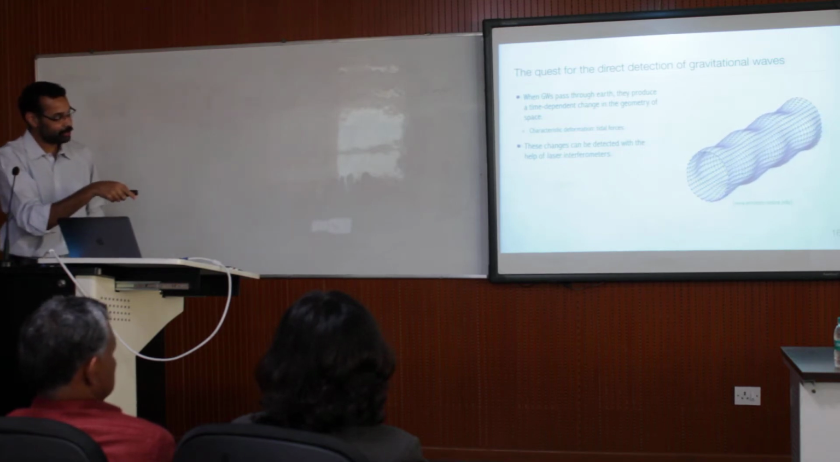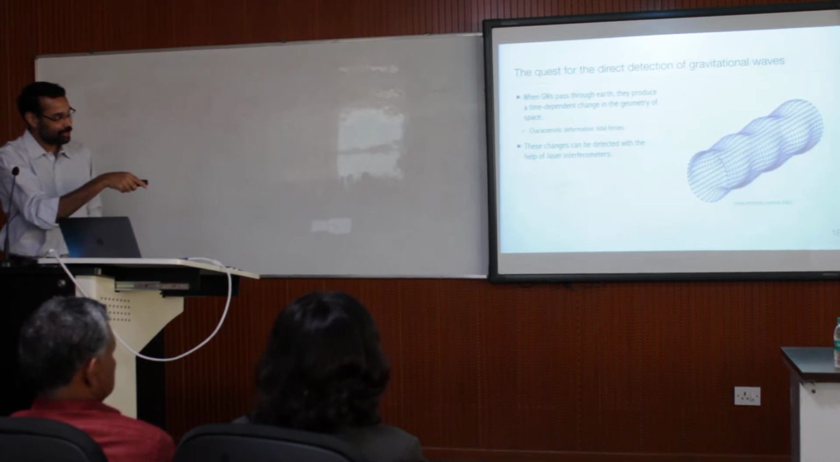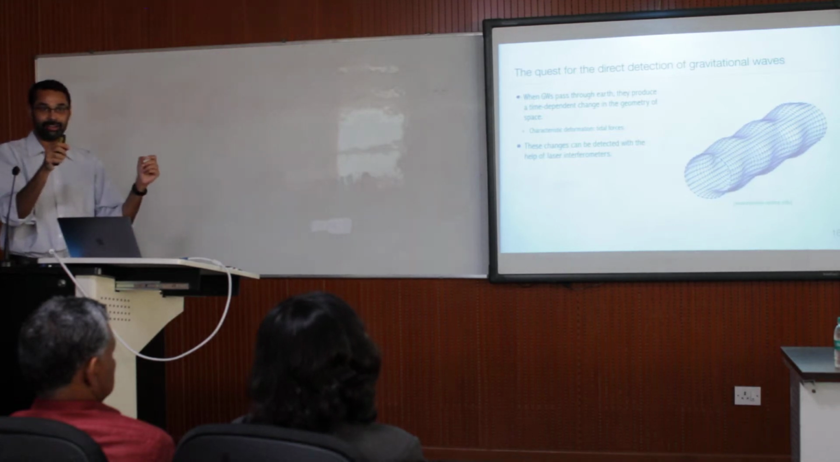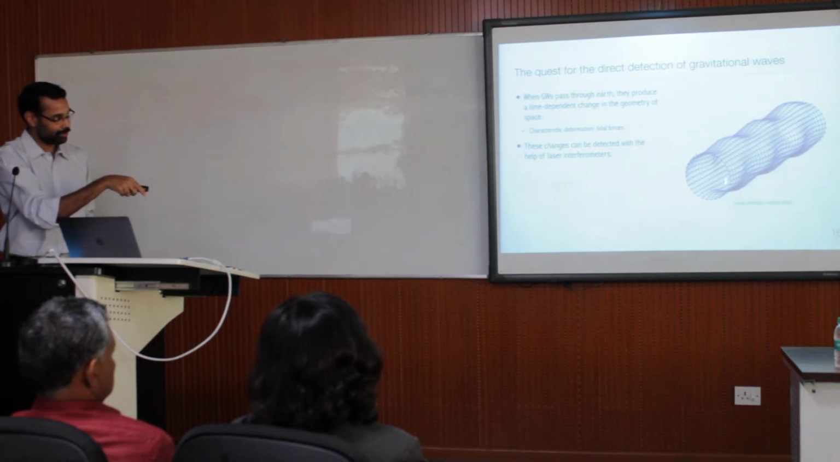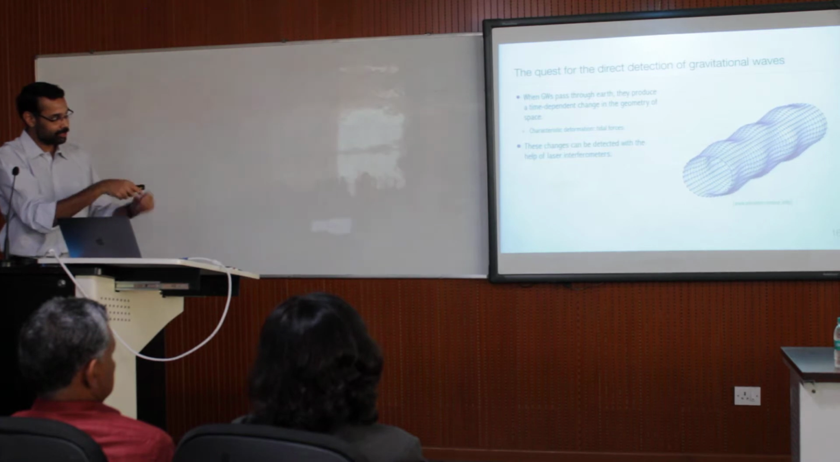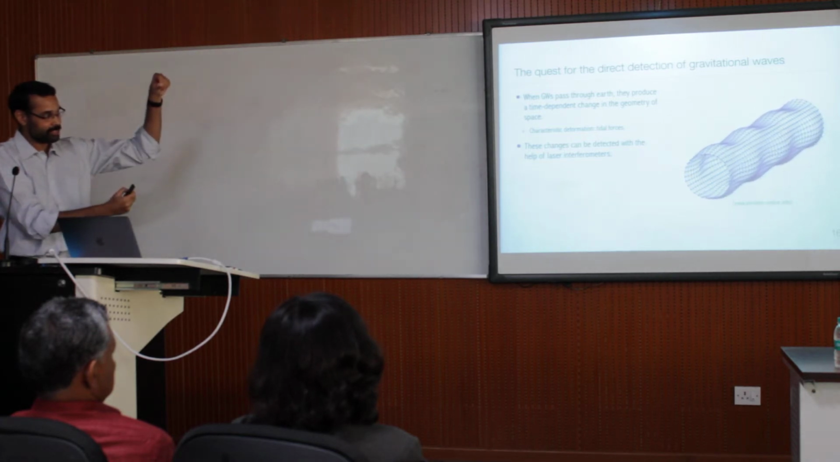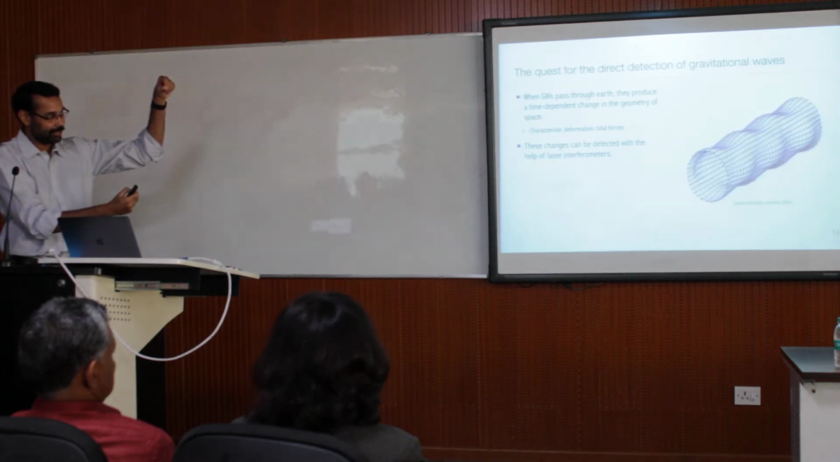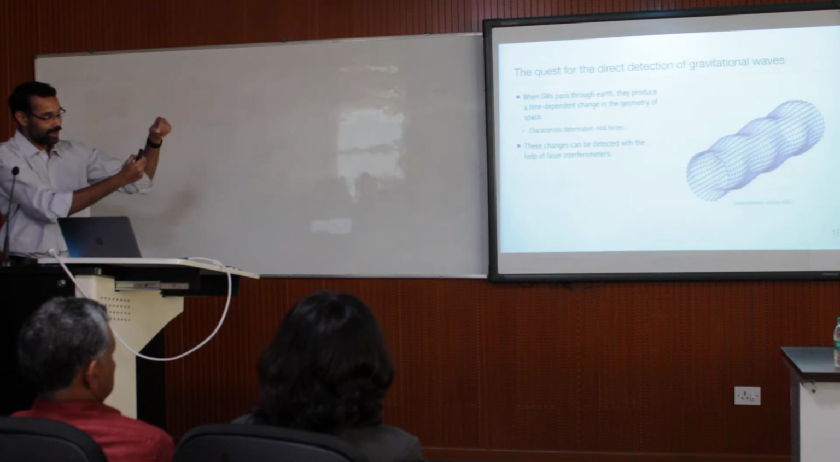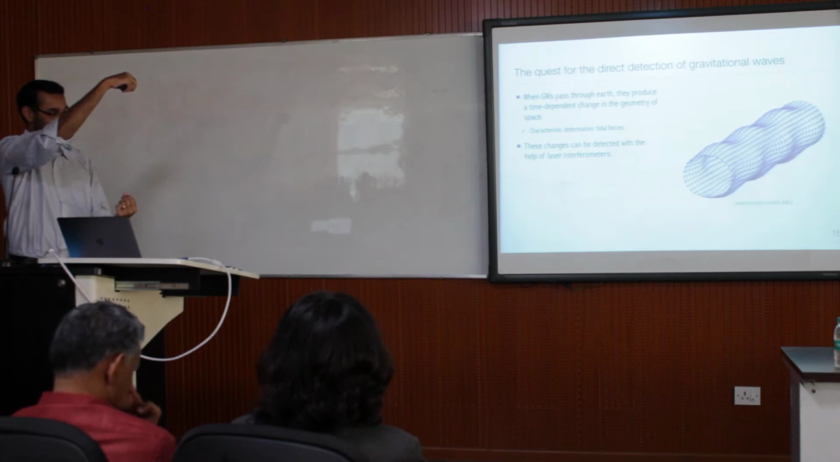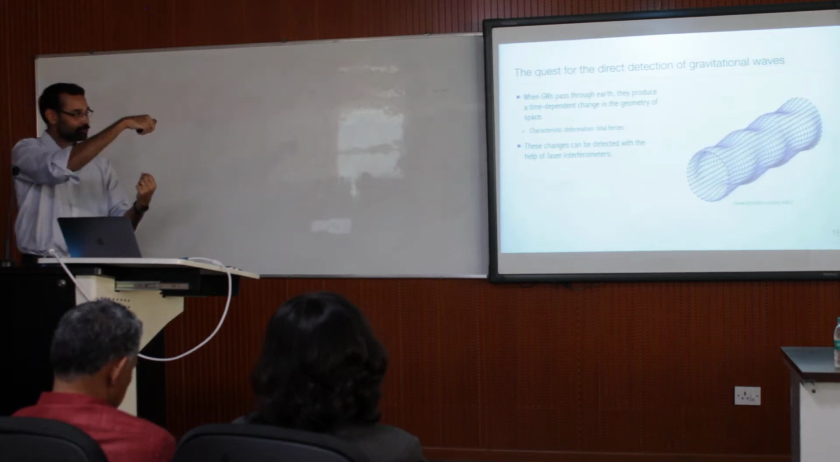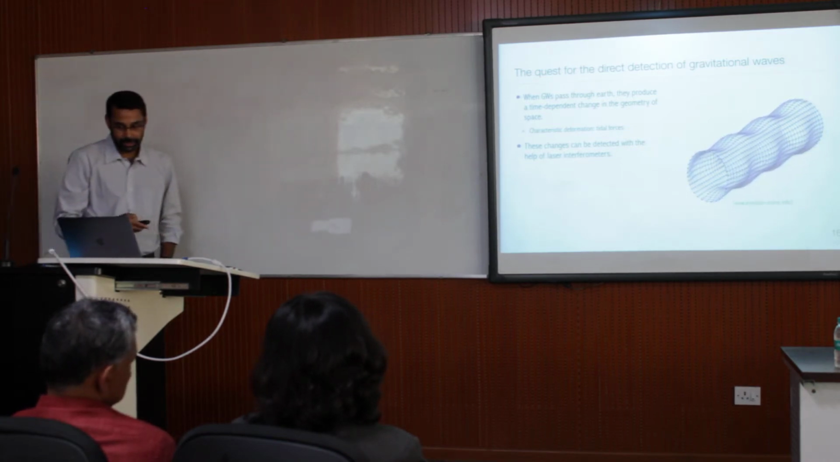So this is a cartoon that shows what happens to a ring of test particles, which are free to move, when the gravitational wave is passing in this direction. If you focus on one particular ring, you see this circle gets elongated into an ellipse in this direction, and in the next half cycle this comes back, and the orthogonal direction gets stretched, and the y direction gets compressed.